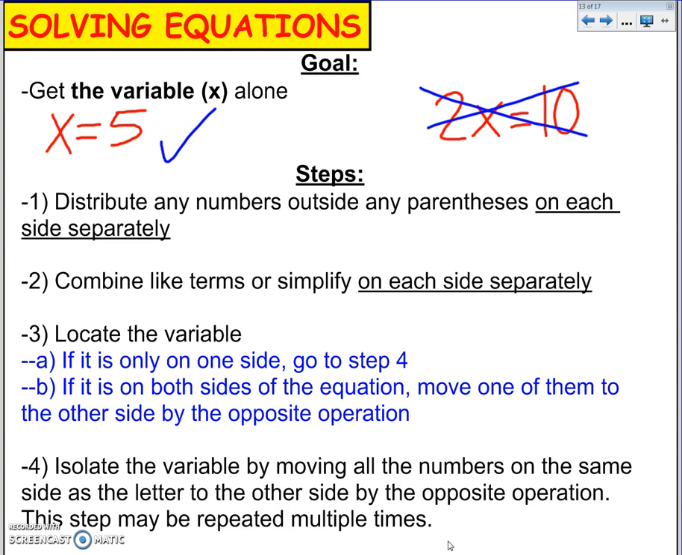Step 3 would be to locate the variable. If it's just on one side, go ahead to step 4. But if it's on both sides of the equation, or equal sign, move one of them to the other side by doing the opposite operation. The last step would be to isolate the variable by moving all the numbers on the same side as the letter to the other side by the opposite operation. This last step may be repeated multiple times. So now I'll be doing some examples with y'all, or just follow along.